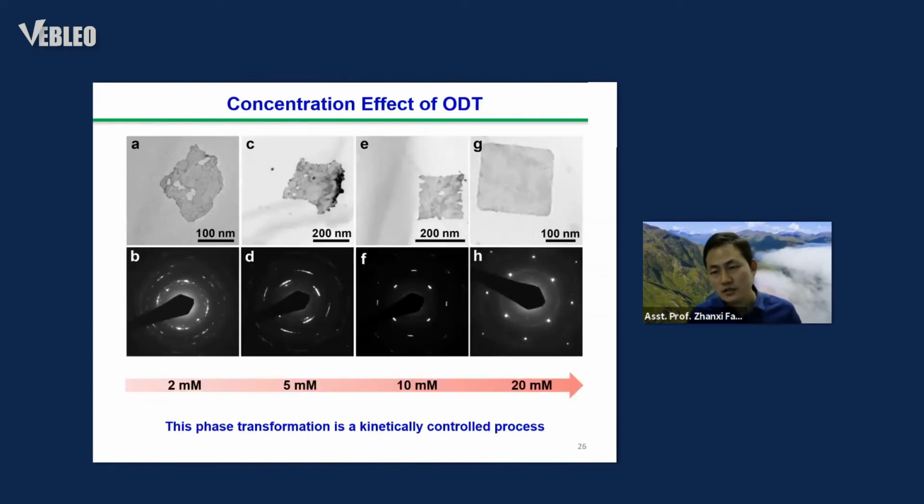And we also found that the concentration of the thiol molecules is quite crucial to trigger this kind of phase transformation. Low concentration results in very irregular shapes and structures with a lot of defects, which means the crystal phase transformation is not complete. When the thiol concentration is 20 millimolar or above, we can get single-crystal FCC gold nanosheets.